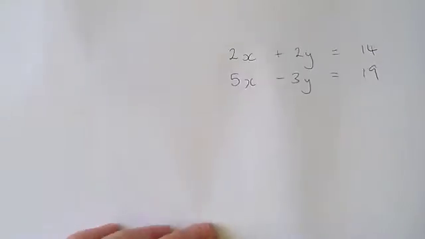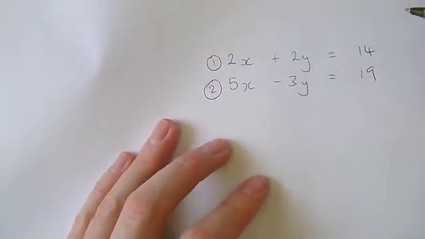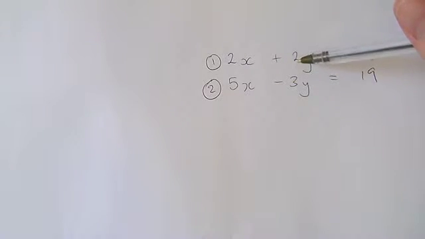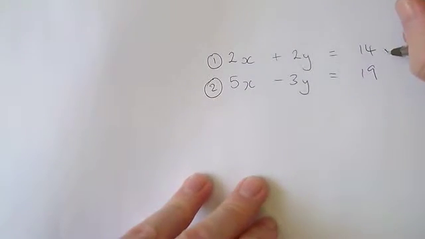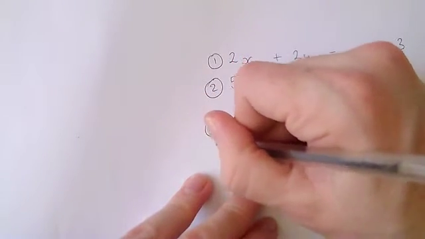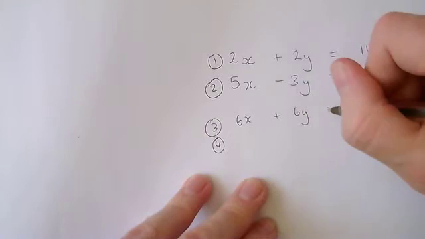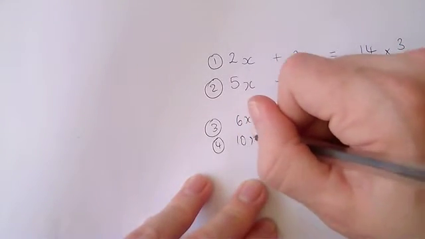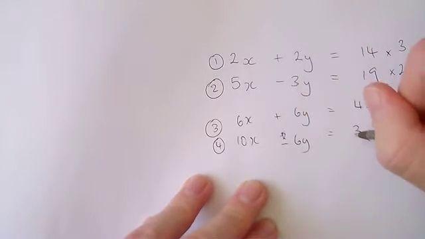And finally, for question 4. Okay, now because these are different signs, what I need to do is I need to add the equations together, but these sides need to be the same. So I'm going to times this one by 3, I'm going to times this one by 2. So I get equation 3 and equation 4. This will be 6x plus 6y equals 42. And this will be 10x minus 6y is equal to 38.